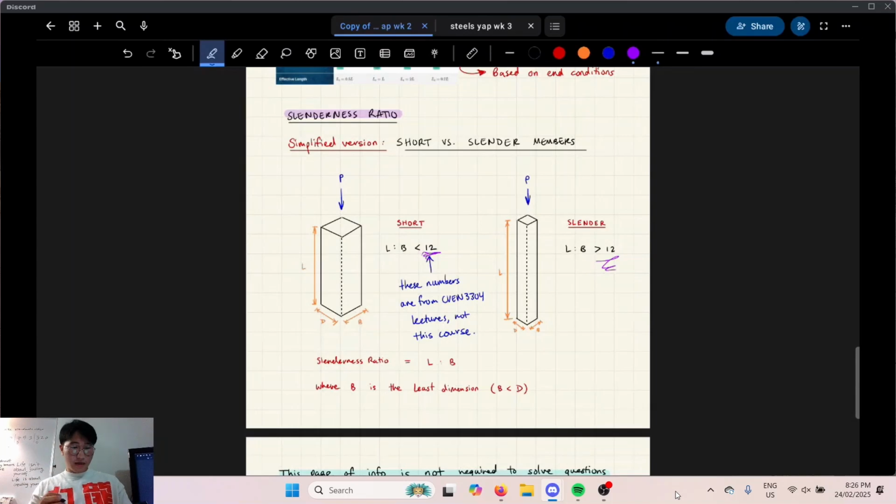Thank you. So these numbers are pulled out of thin air, because the formula for slenderness ratio isn't actually length to width or whatever.